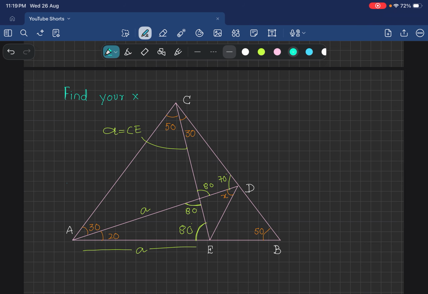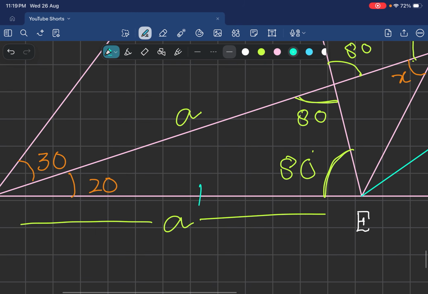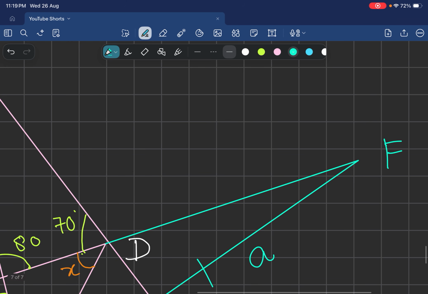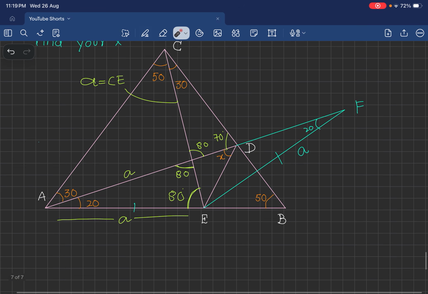So we do a construction for an equilateral triangle. Extend this side up to a point, let's call this point F, such that FE is equal to AE, which means this is A as well. Since this is 20 degrees, this will be 20 degrees as well. Okay, so if this is 20, this is 20, what will this angle be? This angle will be 140, right?